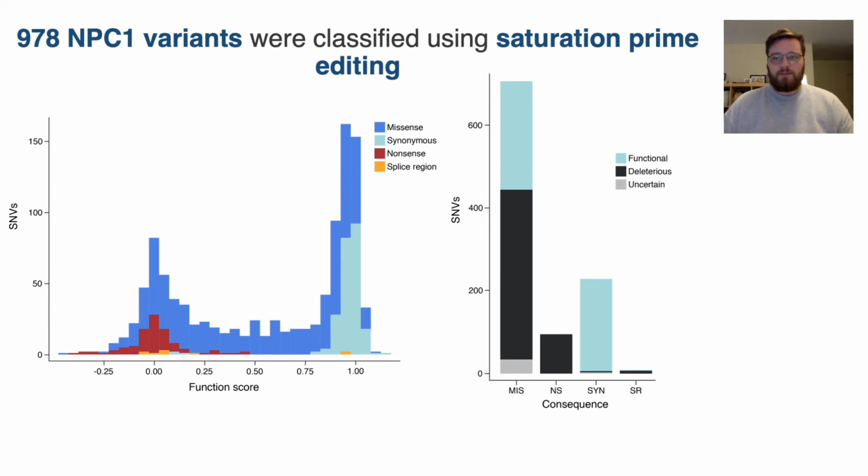So what's great is you can actually use these function scores to classify variants. We've developed an unsupervised clustering algorithm which tries to identify the wild-type cluster and then classifies everything with a score lower than that as deleterious. And we've applied this strategy over about 16 different targeting experiments, so 16 different libraries. In those 16 different experiments, we classified about 978 different NPC1 variants.